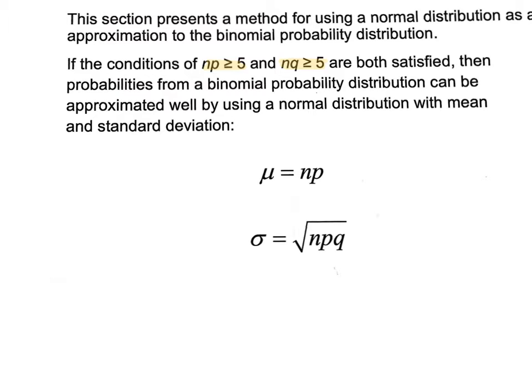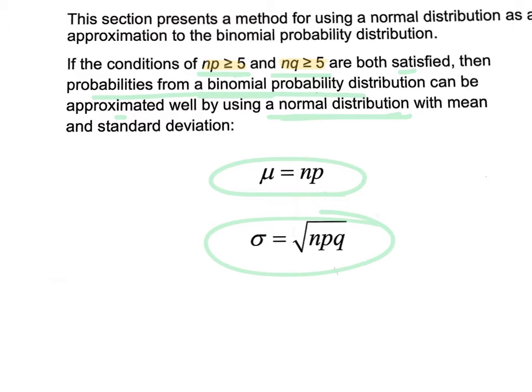Here's the deal. If the conditions of n times p is greater than 5 and n times q, don't forget what those are. P is probably the success, q is probably the failure. If they're both bigger than 5, then you can use a normal distribution to approximate a binomial probability very well. Don't forget our mean is n times p, standard deviation is the square root of n times p times q. That's standard for binomial distributions. That'll also work with our normal distribution if this is true: n times p is bigger than 5, n times q is greater than 5. Both have to be true.